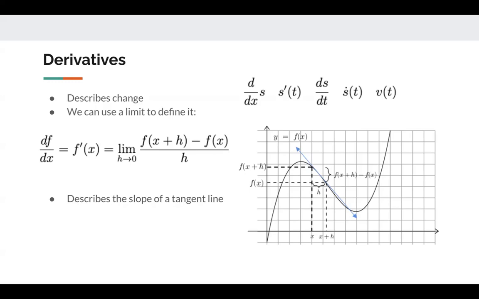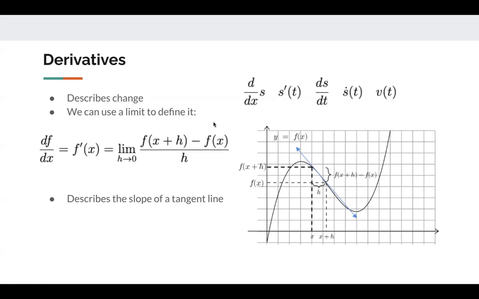A derivative describes how a function changes. If we look at this function here, it's f, right? We can see that right now this function is increasing. It flattens out, starts decreasing, and then starts increasing again. So we can use a derivative to figure out how much exactly the function is changing. When you get to calculus class, one of the first things you might see is this expression here.